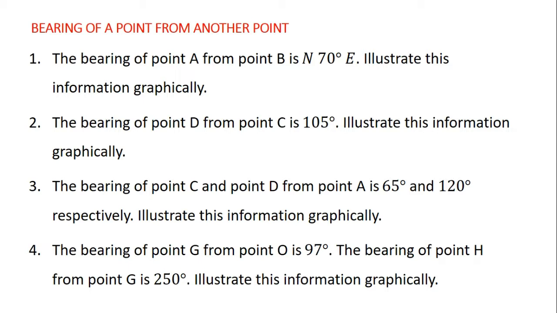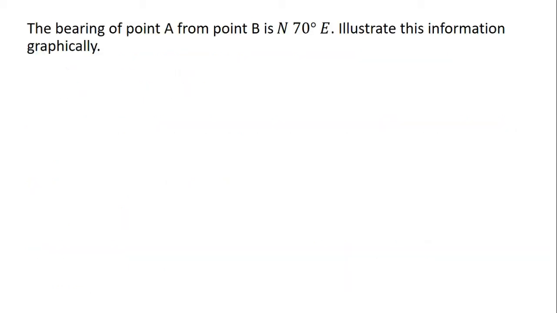So we have the bearing of a point from another. We have been given 4 questions here. We will solve them one after the other. We will solve the first 2 in this video, then we will solve the others in the subsequent videos. So let's look at one of the questions for this video. The bearing of point A from point B is north 70 degrees east.